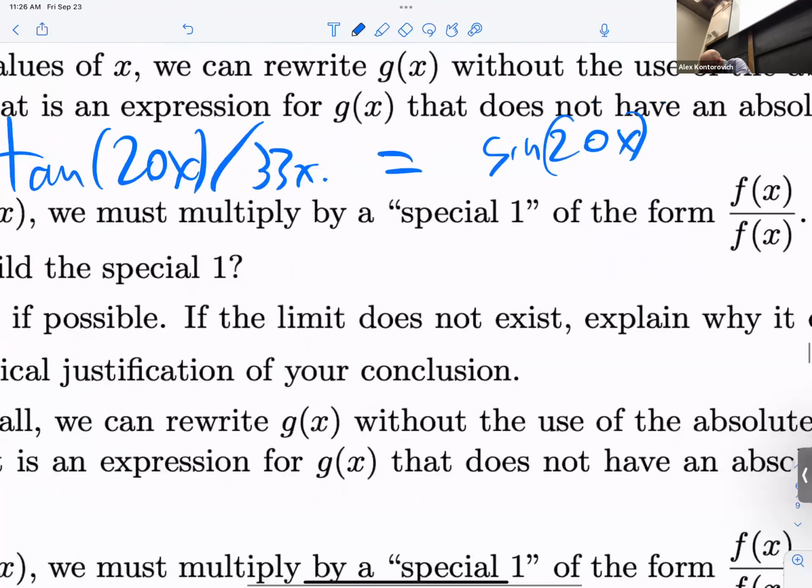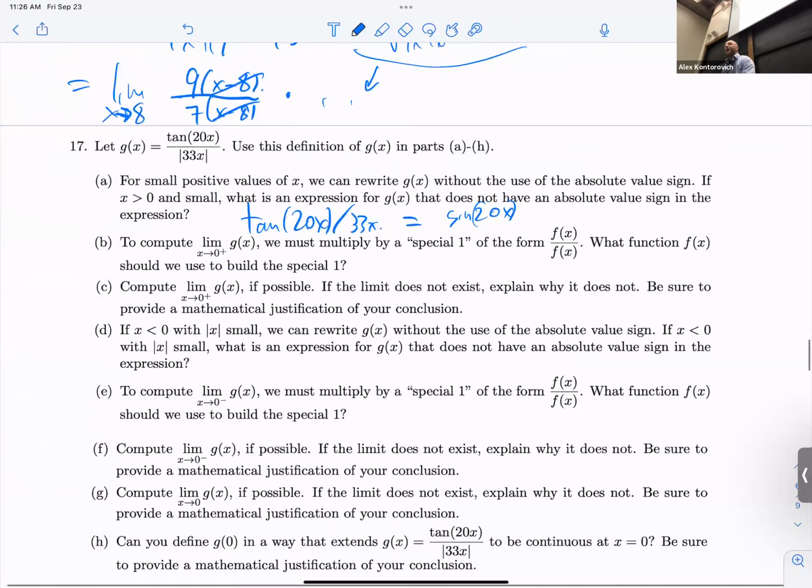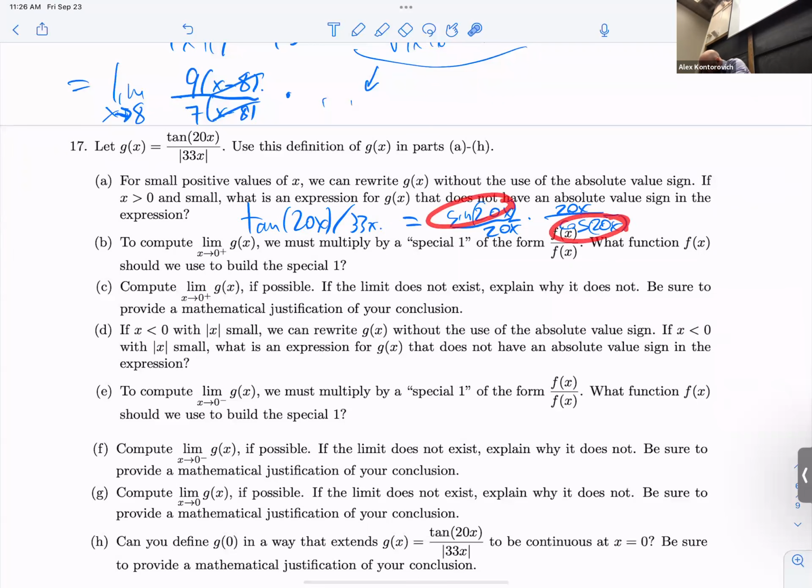Sine of 20x. What do I want to divide sine of 20x by? 20x. So I want to divide this by 20x. But I'm going to multiply by 20x also, so that I'm not doing anything. I'm still left with a cosine of 20x, because tan is sine over cos. So that's the tan. I multiply by 20x on top and bottom, and then I have my 33x just hanging out. So divided by 33x. And of course, this x on top and bottom is going to cancel.